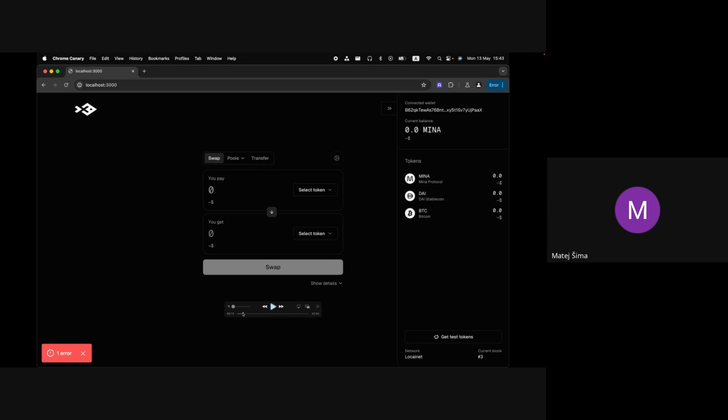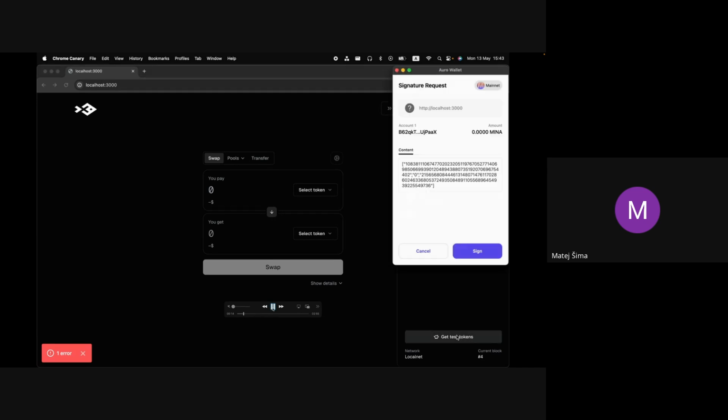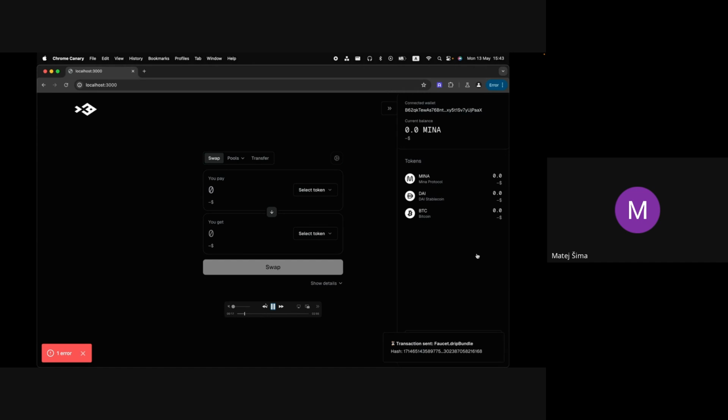Then at the bottom, you see some additional information like the current block of the chain, or the L2 or the app chain, or however you want to call it. You see that the network I'm connected to is the locally run sequencer on my computer, and all the balances are essentially zero.